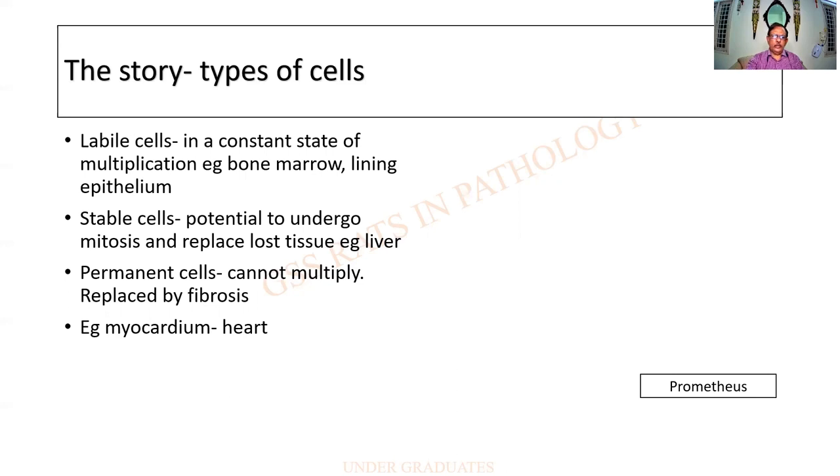Stable cells, on the contrary, undergo mitosis and replace the lost tissue only when it is required. The best example is the liver. It has got an immense multiplying potentiality, but it multiplies only when it is needed. Permanent cells cannot multiply, and the best examples are the myocardium, the heart, and the brain as well. In such cases, it is being replaced by fibrosis. If this was not the case, the cardiologists would have lost their importance.